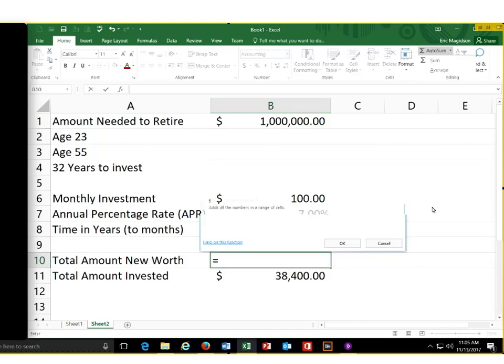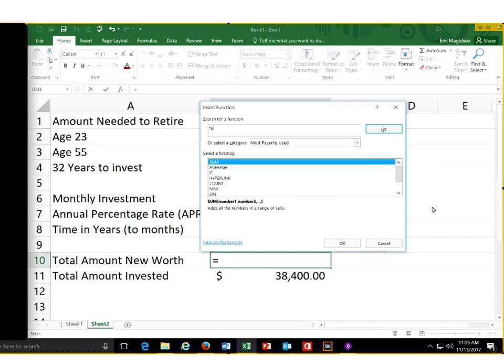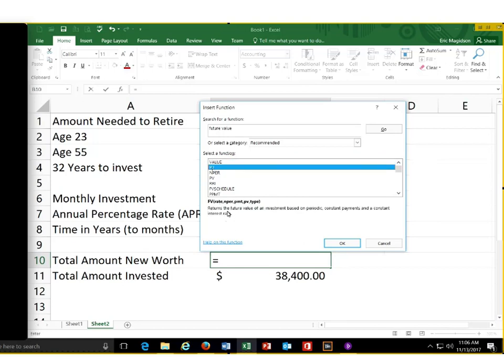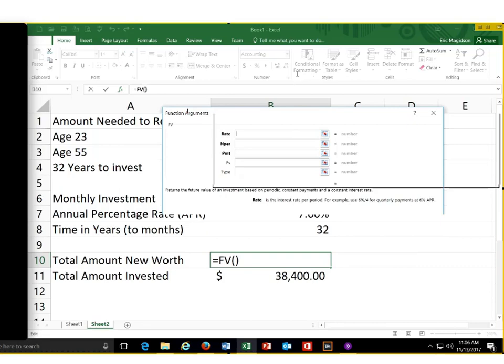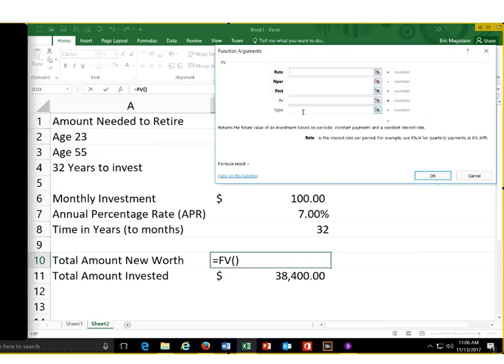So I'm going to come up here, go to more functions, and type in future value. There's so many benefits to doing this. I'm going to find a function called future value. Well, there's one called value, converts a text string. No, here's FV, returns the future value of an investment based on periodic constant payments and a constant interest rate. Does that sound like us? Yep. That is us. So I'm going to say okay. And the cool thing about it is it gives me this little box that if I fill it in correctly, I shouldn't get the answer incorrect.